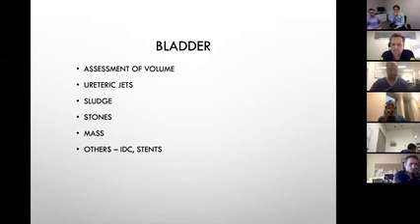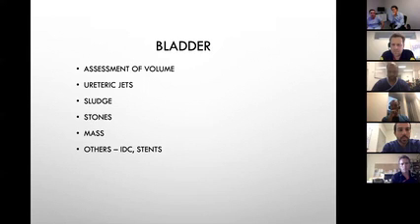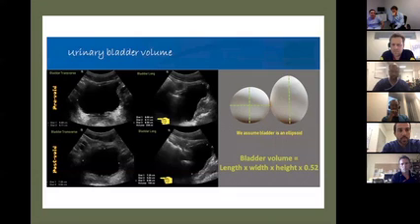All right, moving on to the bladder. You can do a few things in the bladder. Assess the volume. You can look at the jets, which we talked about before. You can look for sludge and stones and masses, and you can look at IDCs and stent positions and all that stuff.